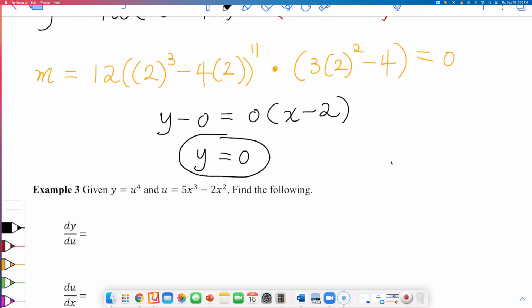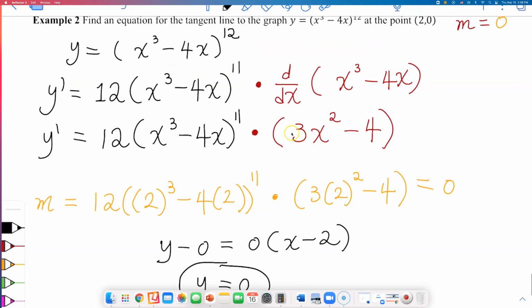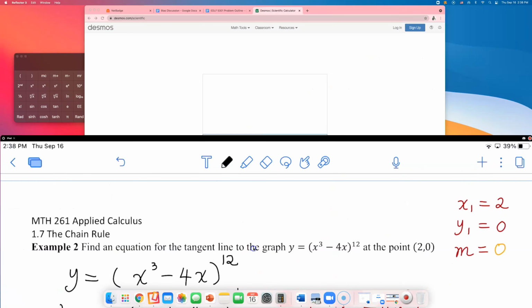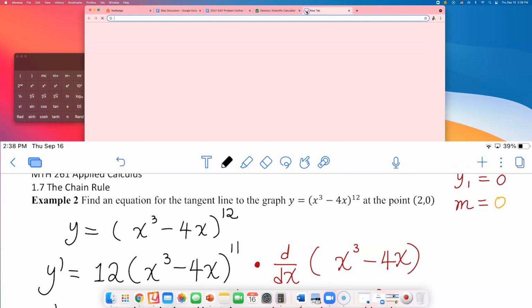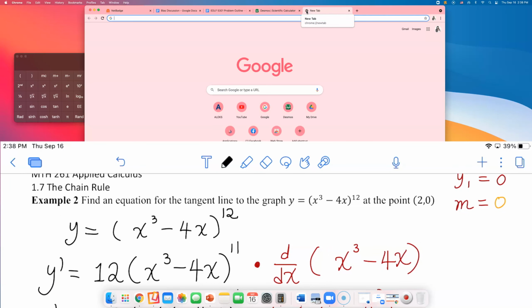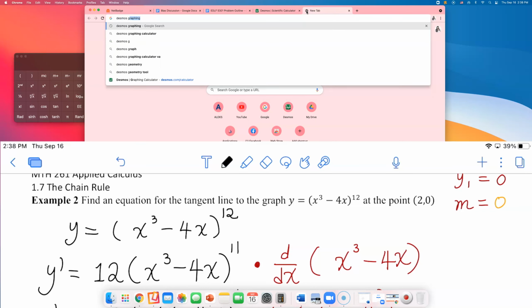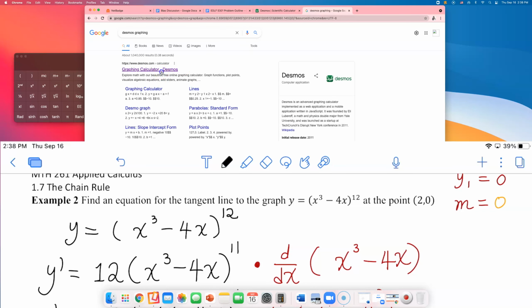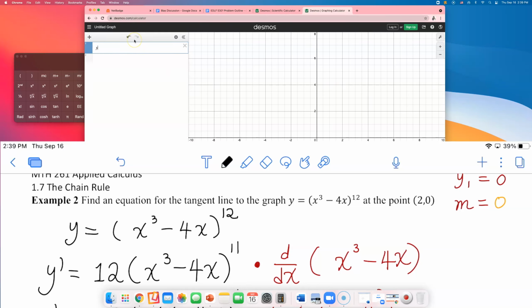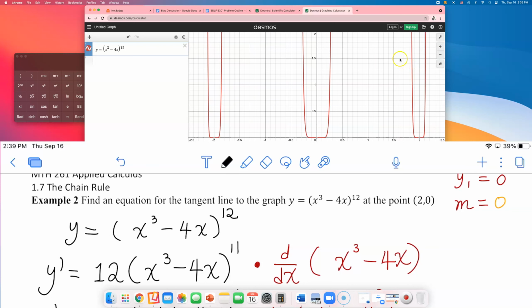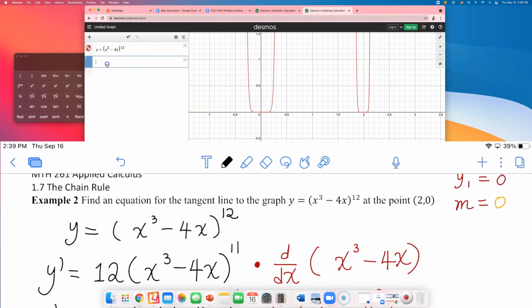This is so weird. I'm going to check this graphically. One of the problems that you will do for me this week is checking it graphically on a graphing calculator. So in the Desmos graphing calculator, I'll go ahead and graph that function: y equals x to the third power minus 4x, raised to the 12th power. What will that look like? Oh wow, a crazy function. But we're interested in the point at (2, 0).